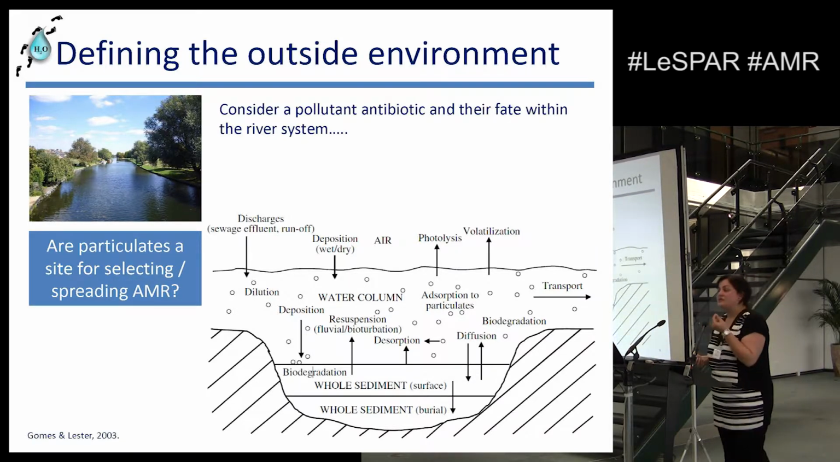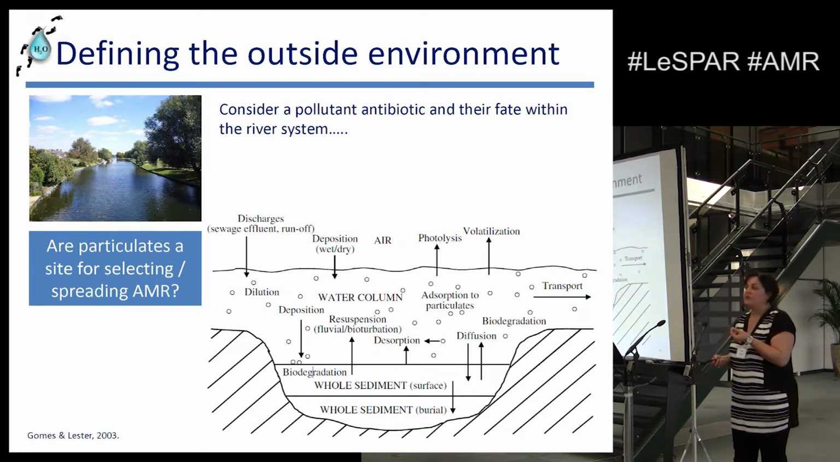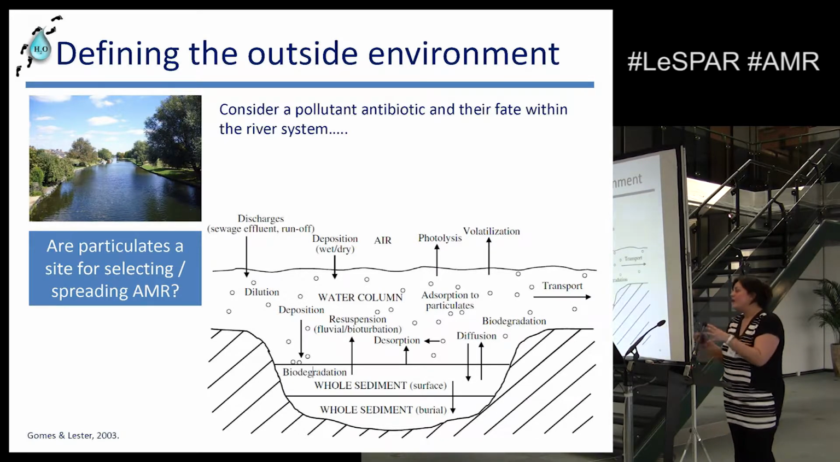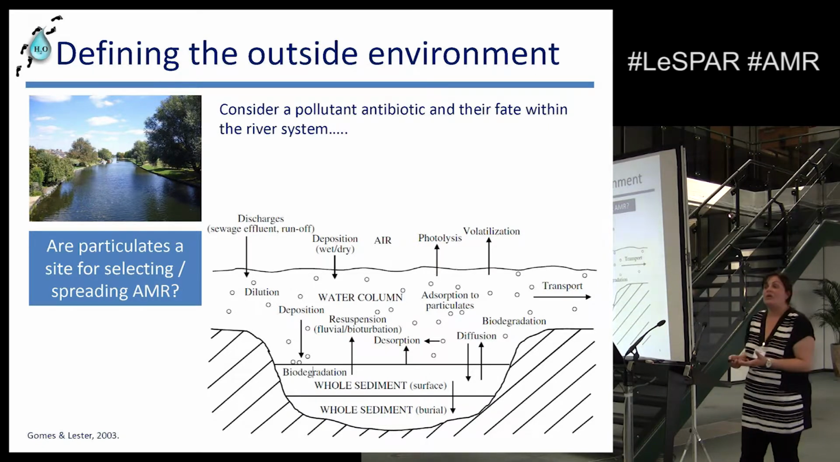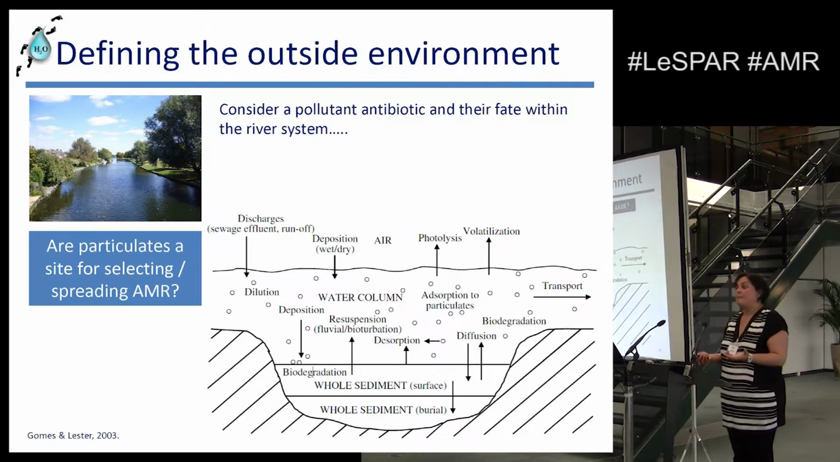What's a nice one, potentially, is particulates. Antibiotics, if they've passed through the wastewater treatment plant, are mostly going to quite fancy particulates. And a lot of microorganisms like it as well, because it's very nice for shielding them from UV and other things. So are particulates a site for selecting or spreading AMR? Do we really know that? What other aspects within that river system might be the case? How might they transport? How might they work between the liquid and the solid phase?